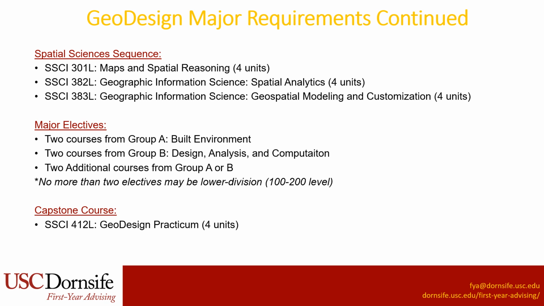And the other components of the major require a spatial sciences sequence, as well as major electives for a total of 24 units. For the major electives, you'll have two different groups, which will have a variety of course options to choose from. It's nice because you can really tailor the major elective requirement to your specific interests within the major. And during your senior year, you'll take your capstone course, which is the Geodesign Practicum.